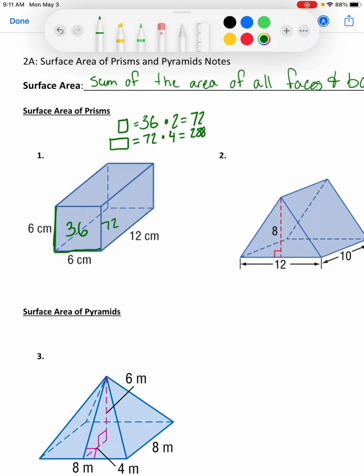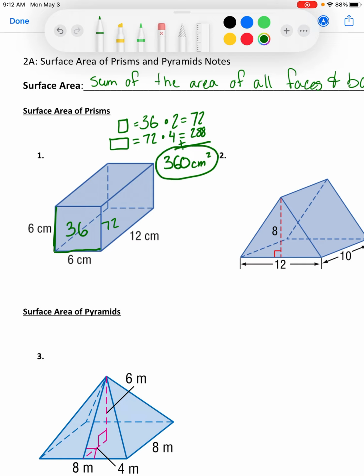288 centimeters squared. Now, our last part is I want to add up the 2 squares and the 4 rectangles that we've calculated the area for. So if I do 72 plus 288, then I will come to a grand total of 360. So 360 centimeters squared.